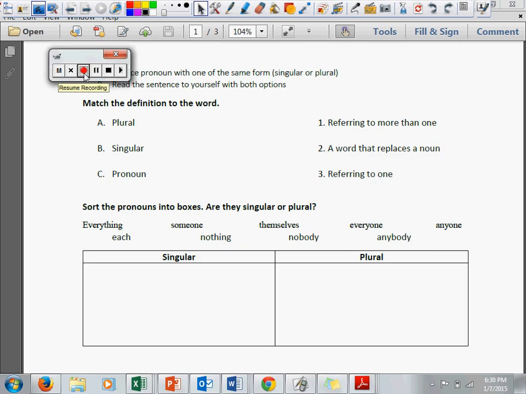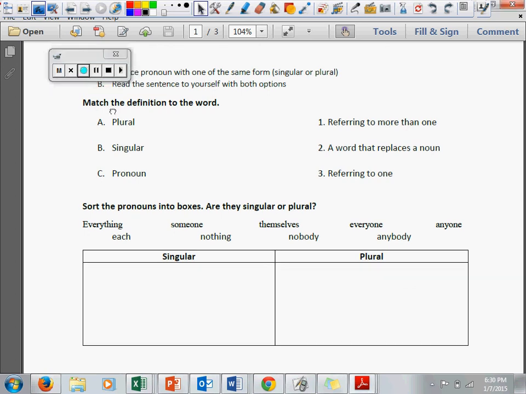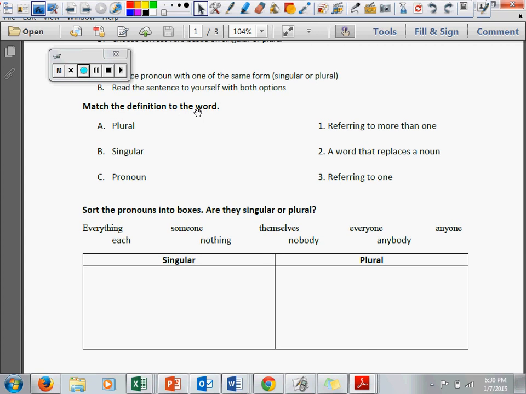All right, so what we're going to do next is I'd like you to take 30 seconds, just a quick review from yesterday, and you're going to match the definition to the word by drawing lines. So plural, which one does it match on the right? Singular, which one does it match? Take about 30 seconds. Do that now.